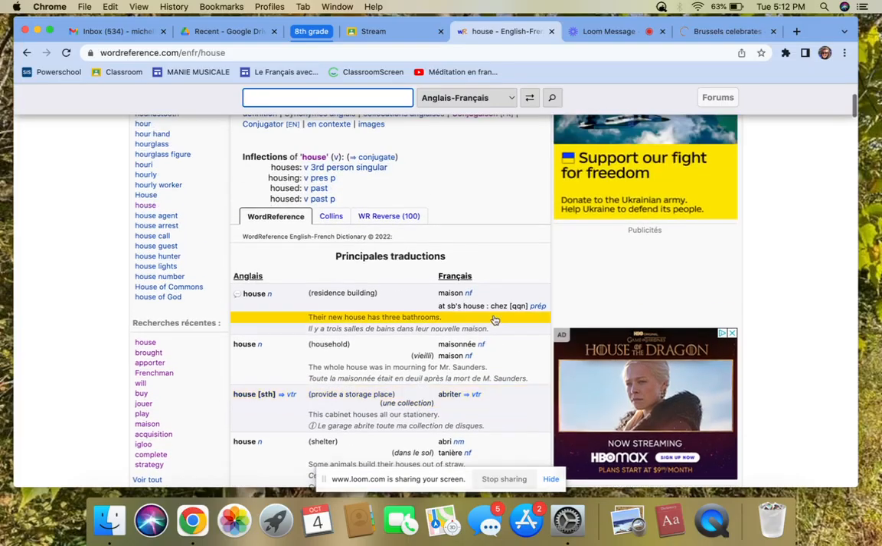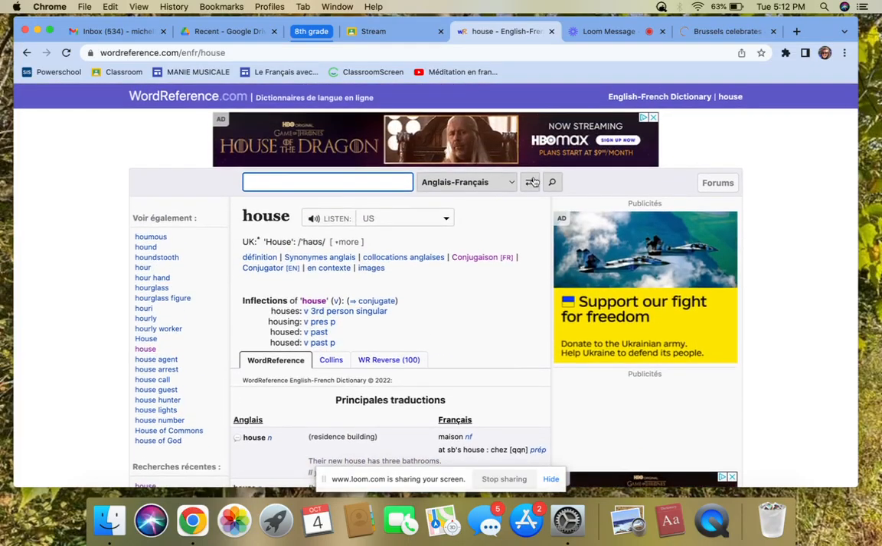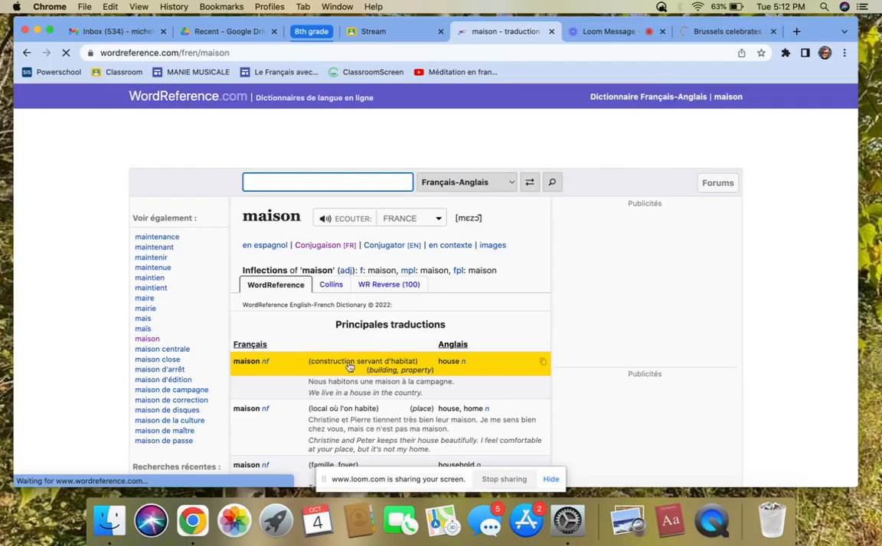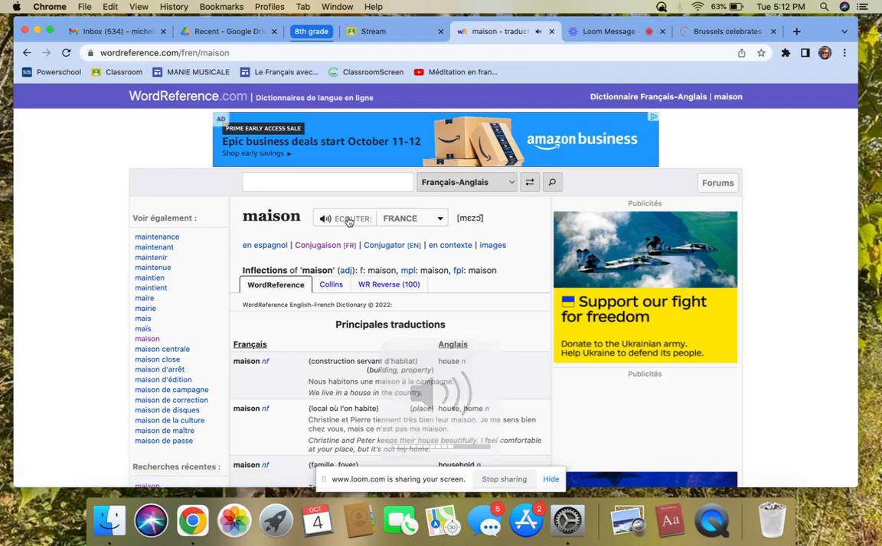Sometimes it helps if I type in, let's say I want to switch French to English and I type in maison. Let's see what comes up. House, construction, building or property. Okay, that looks right. Another cool thing is that I can click here and make sure I know how to pronounce it. So let's listen. Maison, maison. You can also listen to the Canadian pronunciation. Maison. So it sounds just a teeny bit different, just like British English is different from American English.